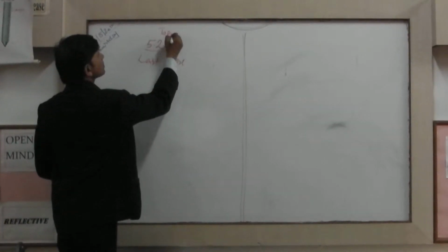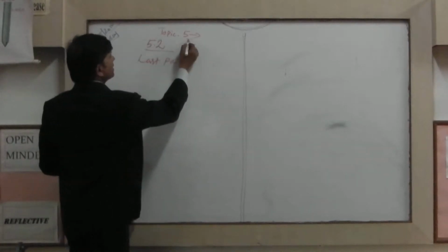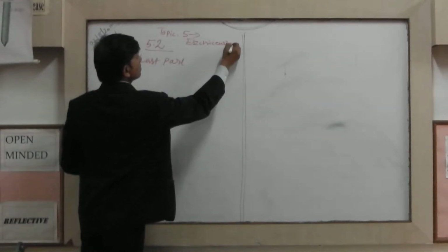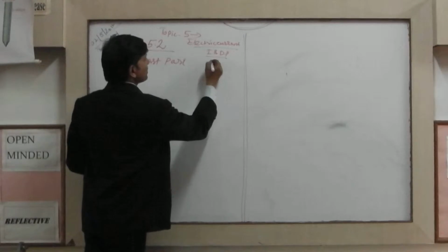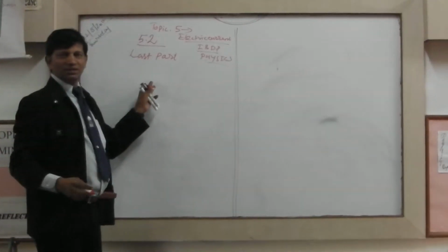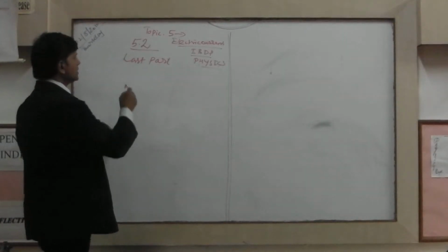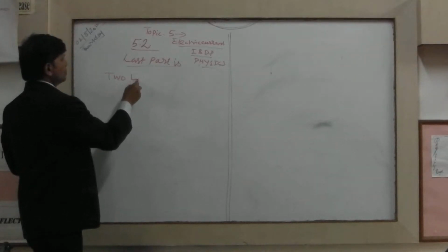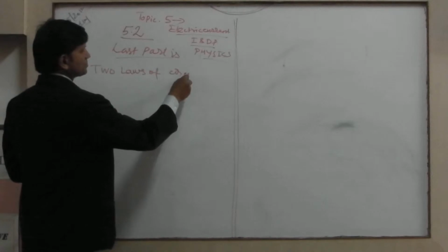Topic 5. Electric current. IBDP physics. There are two more laws involved in the circuit analysis. Two laws of circuit analysis.